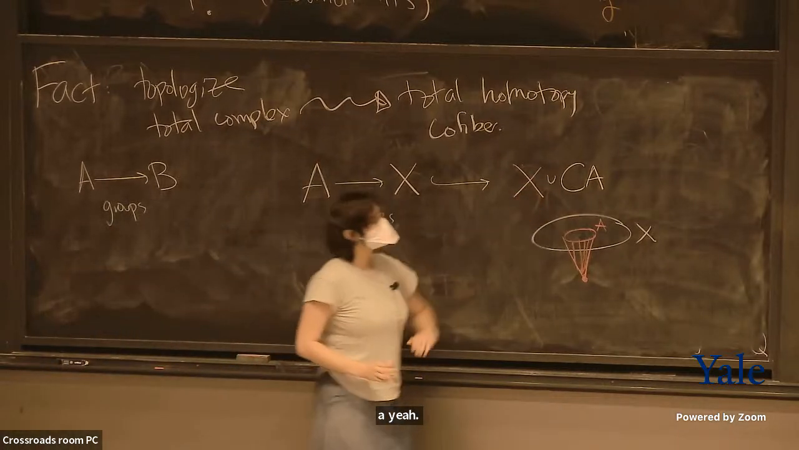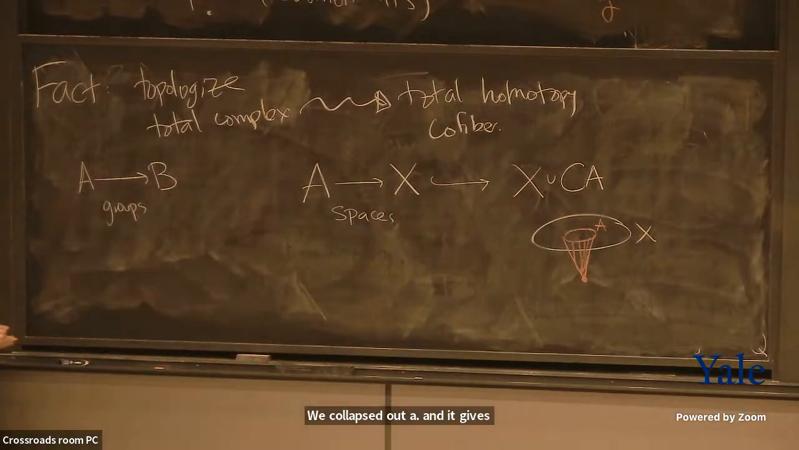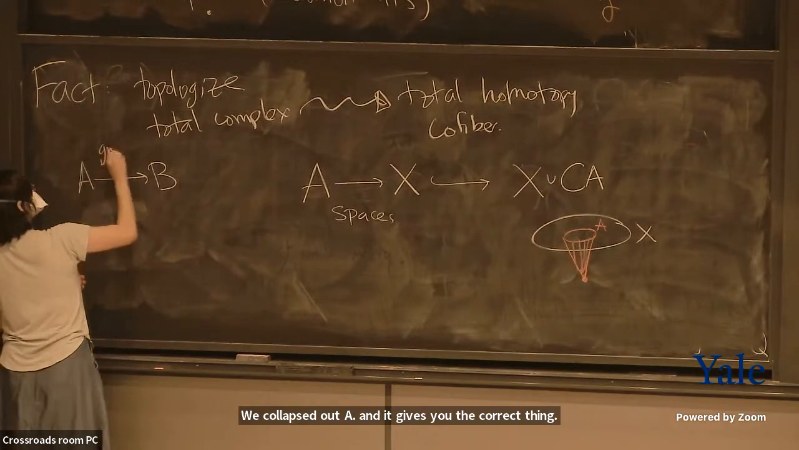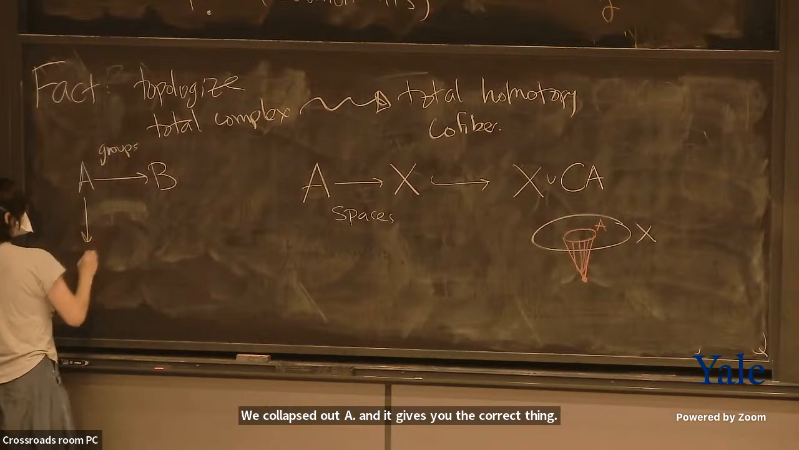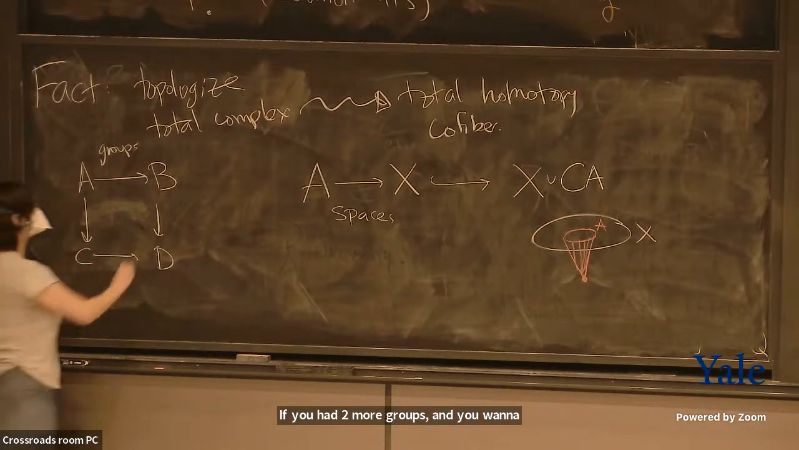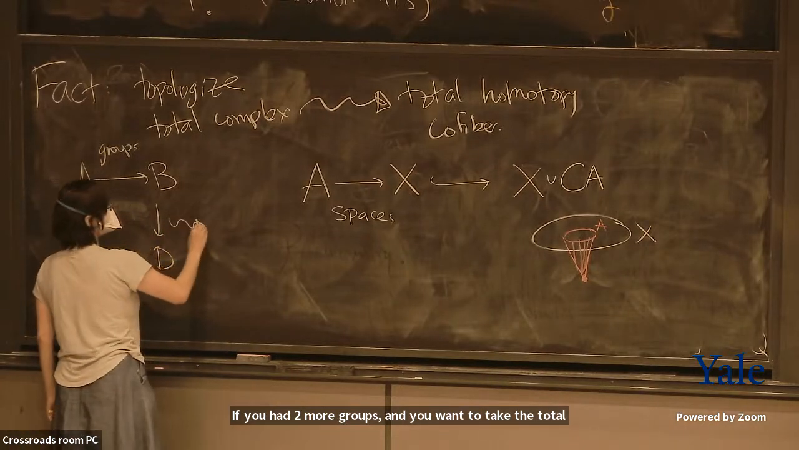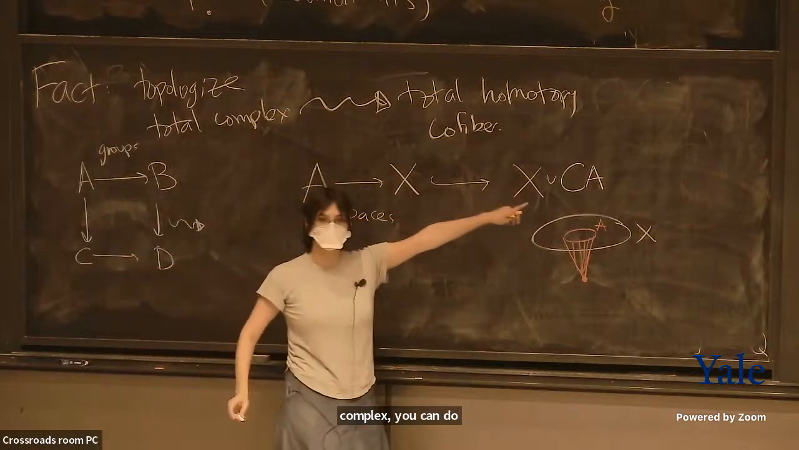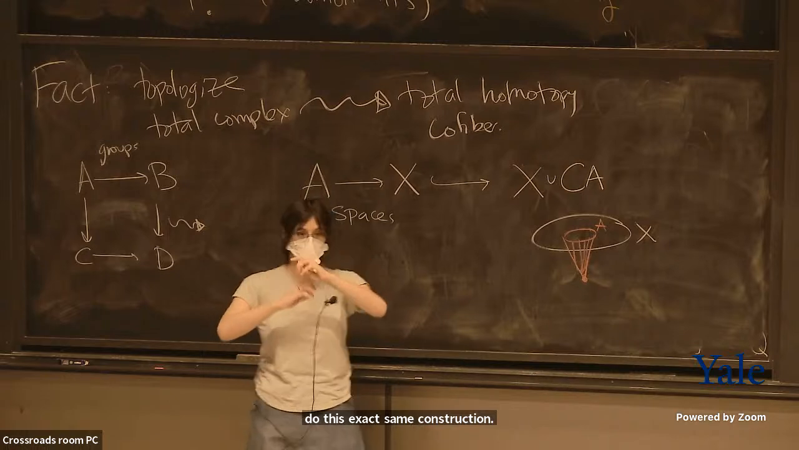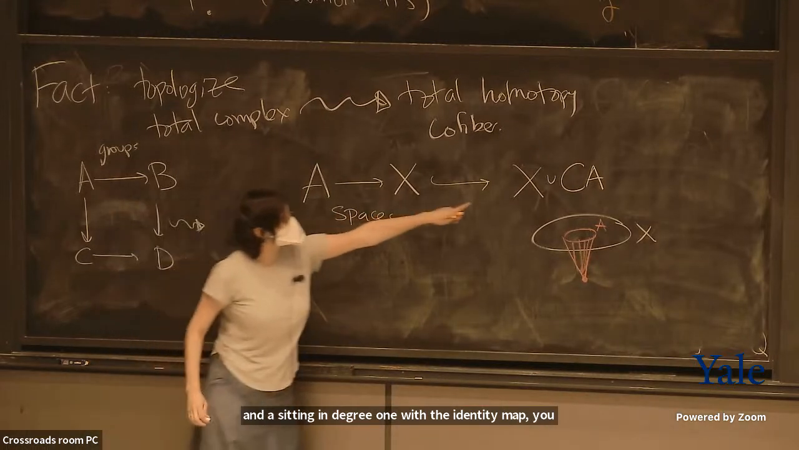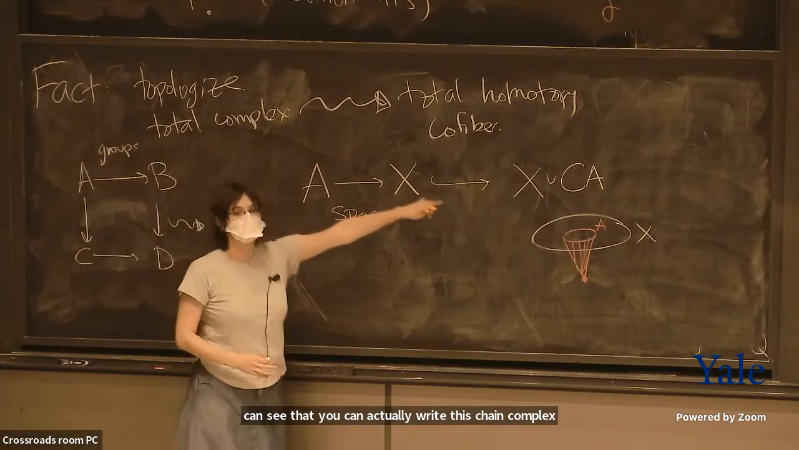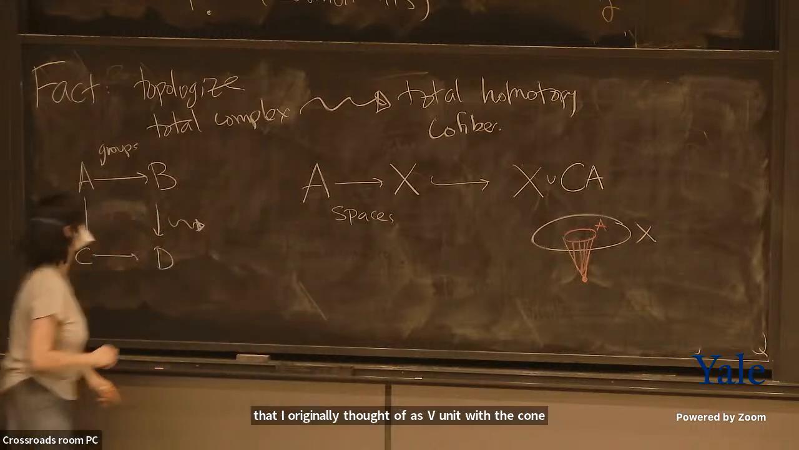And it gives you the correct thing. Now suppose I can just label this up here. Groups. If you had 2 more groups and you want to take the total complex, you can do this exact same construction. If you think of the cone on A as A sitting in degree 0 and A sitting in degree 1 with the identity map, you can see that you can actually write this chain complex that I originally thought of as B unioned with the cone on A, morally speaking.